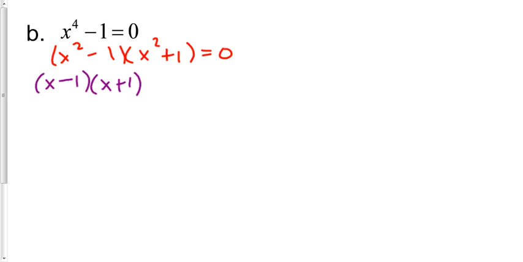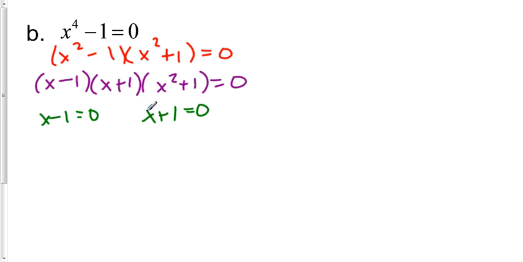Here's another example. x to the 4th minus 1 equals 0. Now, x to the 4th minus 1 is a difference of 2 squares. So I can split it into 2 factors, x squared minus 1 and x squared plus 1. Now, x squared minus 1 again is a difference of 2 squares, so I can split it into x minus 1 times x plus 1, and then I still have the third factor, x squared plus 1. This is as far as I can go with the factors, so I'm going to set each factor equal to 0. So x minus 1 equals 0, x plus 1 equals 0, and x squared plus 1 equals 0. Now we solve them.